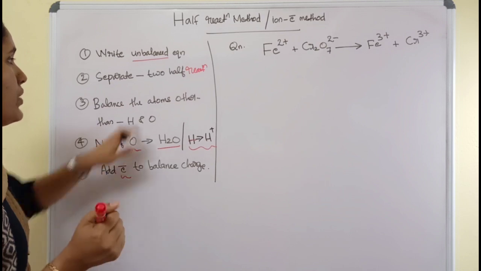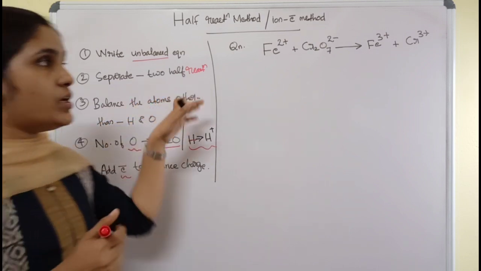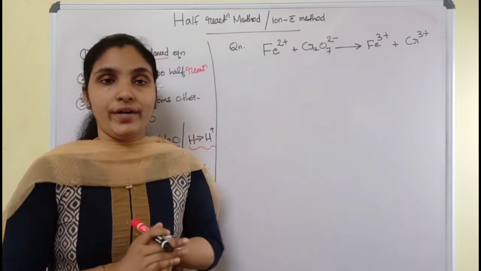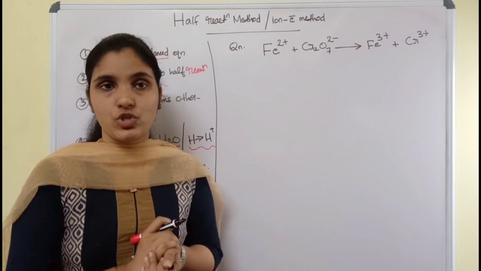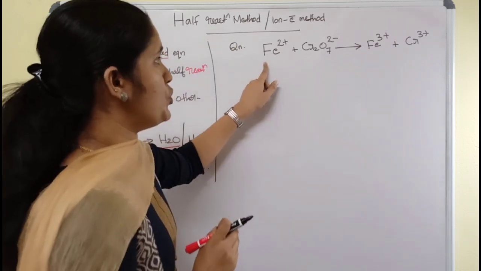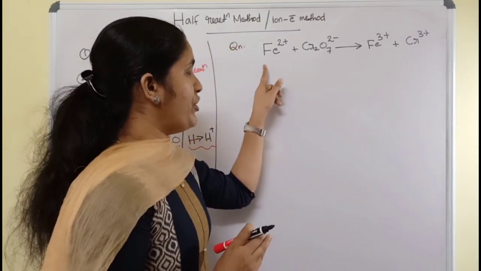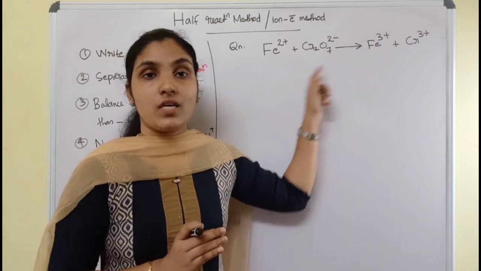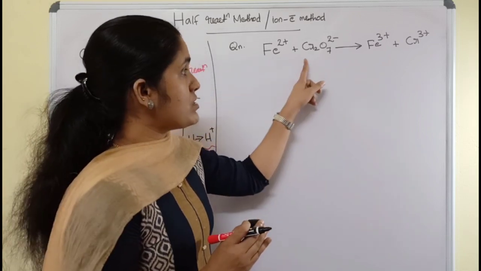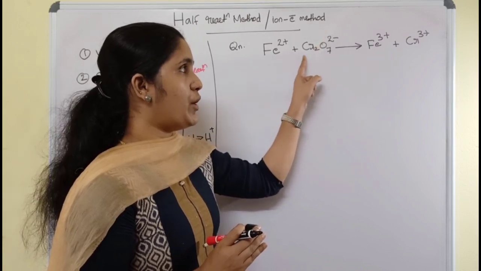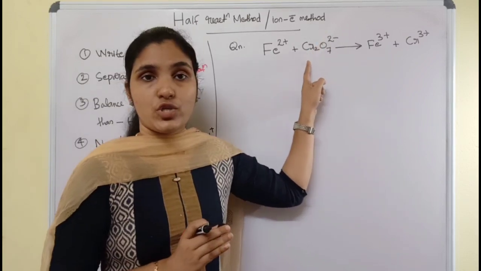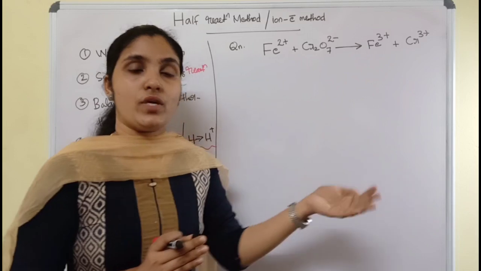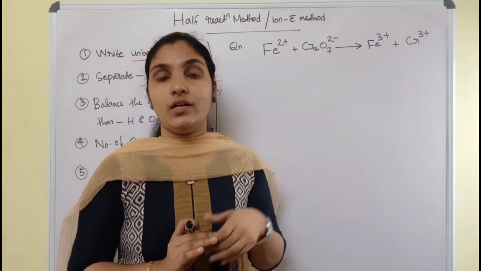The second step is to separate the reaction into two half reactions, the oxidation half and the reduction half. For that we have to identify where oxidation occurs and where reduction takes place. Moving from Fe2+ to Fe3+, the oxidation number increases, therefore this is the oxidation half. In Cr2O7 2-, the dichromate ion, chromium is in the +6 oxidation state and changes to +3. That means the oxidation number decreases, so that is the reduction half.